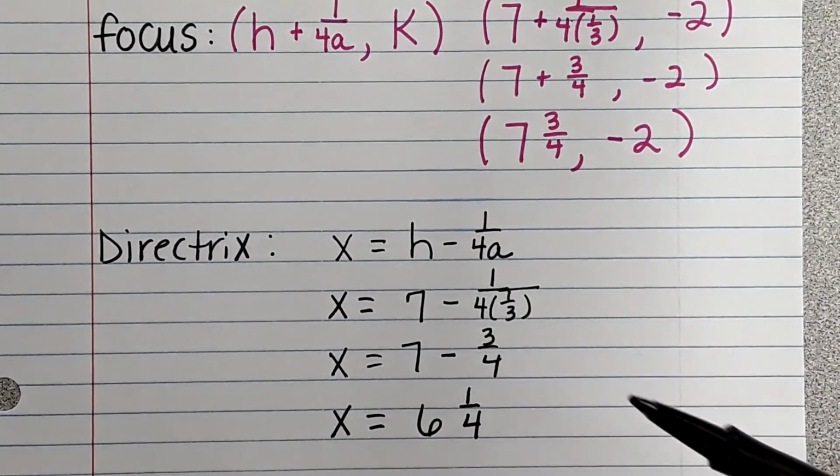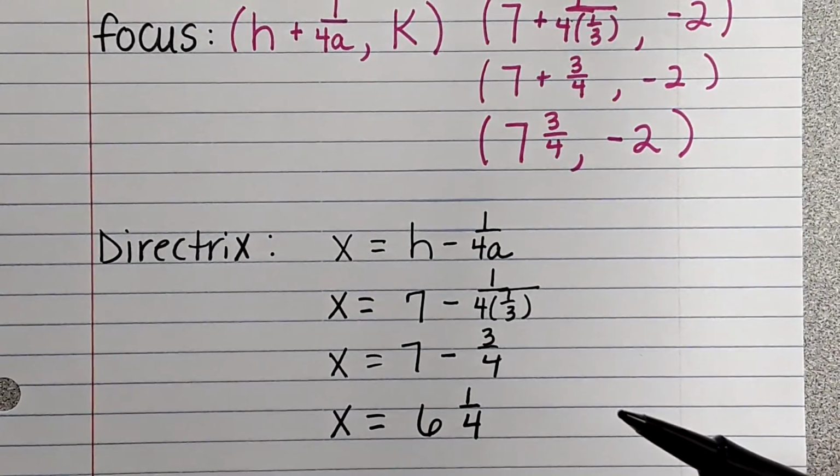So you guys, your formulas are roughly the same, except notice that they're going to change depending on if it opens left or right. It depends on if it's a k or an h. A right or a left parabola is going to concentrate on those h's.